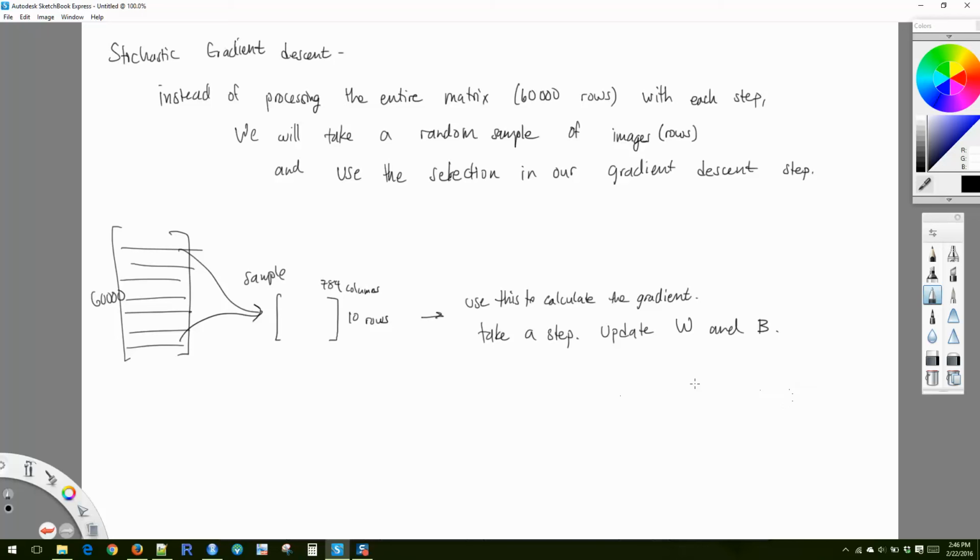So when we implement our algorithm, we're going to apply stochastic gradient descent. We're going to take samples from our image set, so we don't have to deal with the full 60,000 matrix, and then we take a step in what we think is downhill at that time, update our weights and our biases, and repeat. Again, the most complicated part is calculating the gradient.